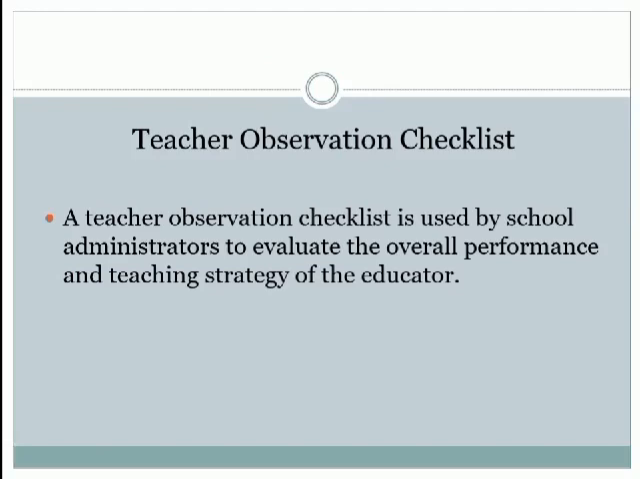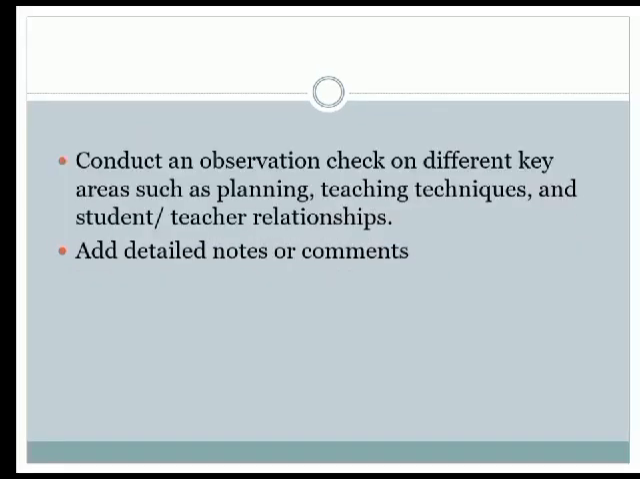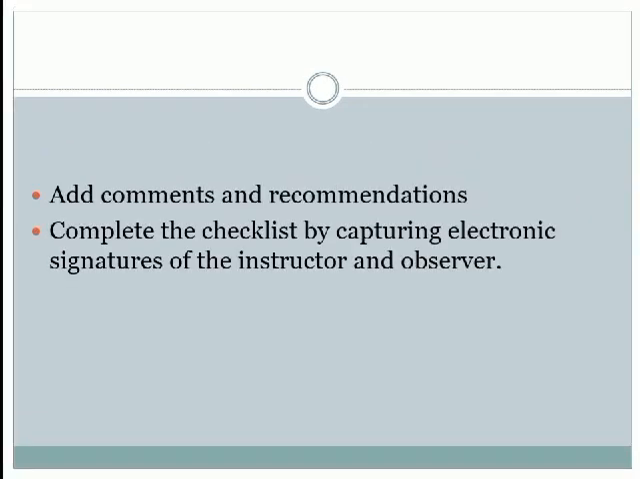of the educator. Common observation checklist items include: first, conduct an observation check on different key areas such as planning, teaching techniques, and student-teacher relationships. Second, add detailed notes or comments. Third, add comments and recommendations. And lastly, complete the checklist by capturing electronic signatures of the instructor and observer.